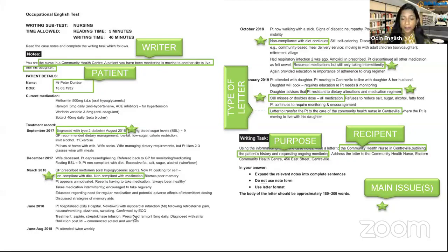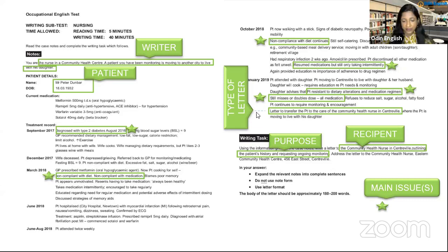He also has this diabetic neuropathy now. So that is the patient's main issue, diabetes mellitus type 2 and non-compliance to the management plan, which includes dietary modification, medication, and exercise. The type of letter written here is a letter of transfer.